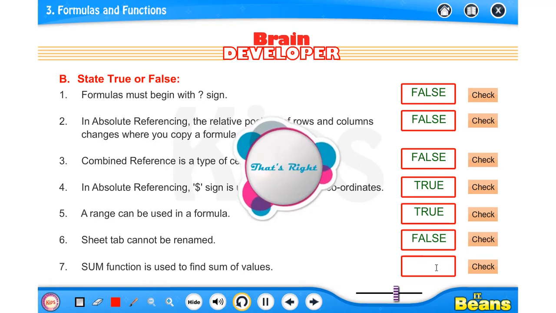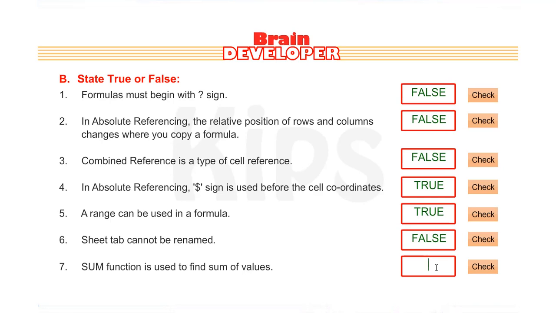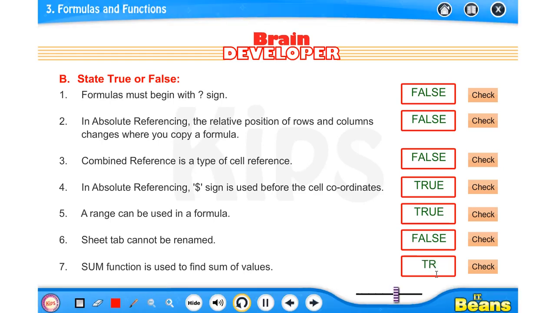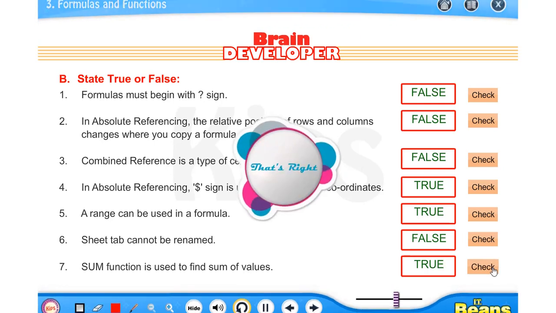Now the last true false. Sum function is used to find sum of values. Yes, what will come in it? Sum function is used to find sum of values. Yes, it is. So it should be true. Let me check it. It's correct.